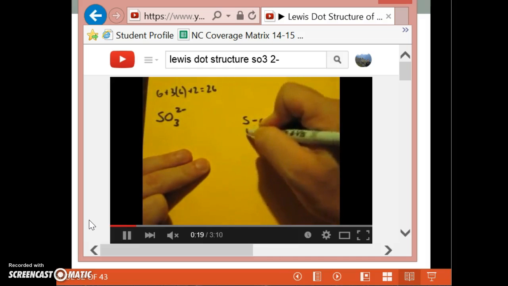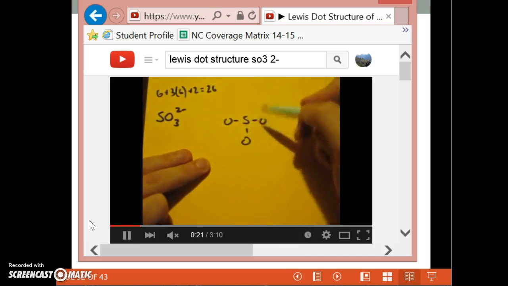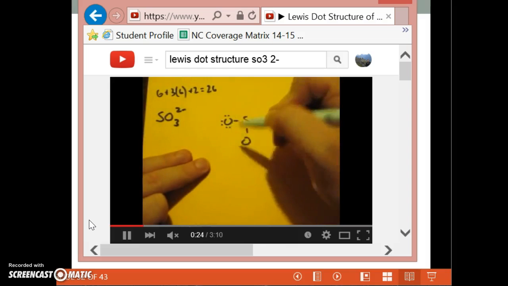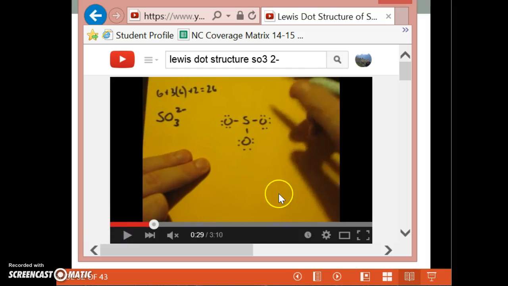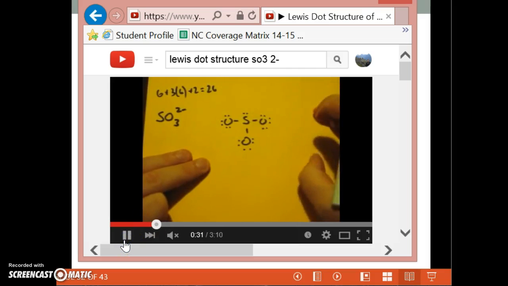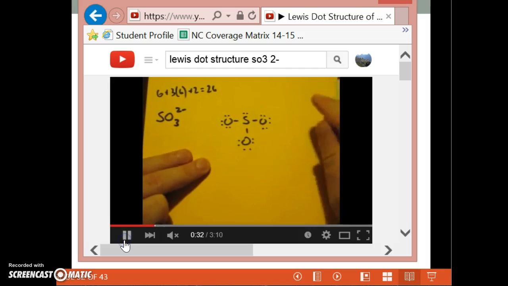So now he's going to draw the sulfur in the middle. He's drawing his single bonds with the oxygens. We're going to try to make all of them happy. So right here, he's used 18 electrons for the 3 lone pairs on each oxygen. So 6, 6, 6, that's 18. And then the single bonds in the middle, that's another 6 for a total of 24. So right now, if you're subtracting, you only have 2 electrons left. So he adds the extra 2 electrons onto sulfur to make sulfur happy, because now sulfur has 8 valence electrons as well, and you're out of electrons, so you're done.